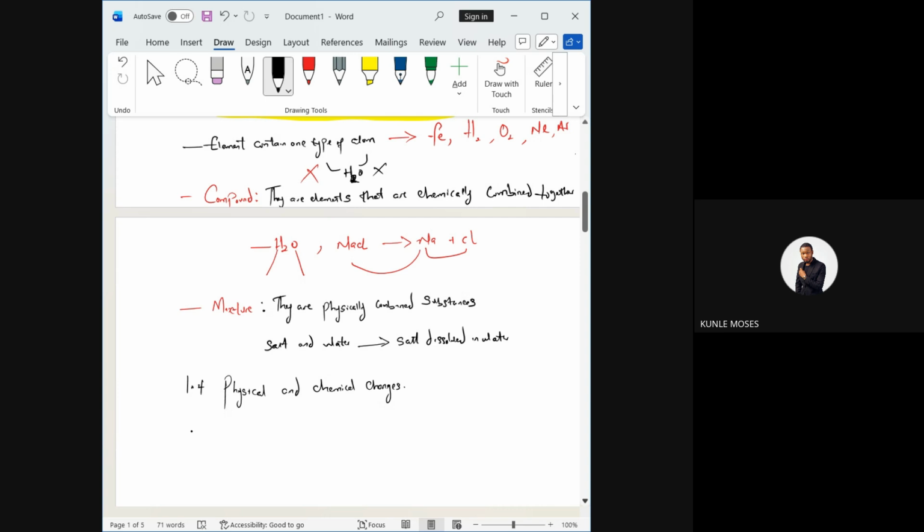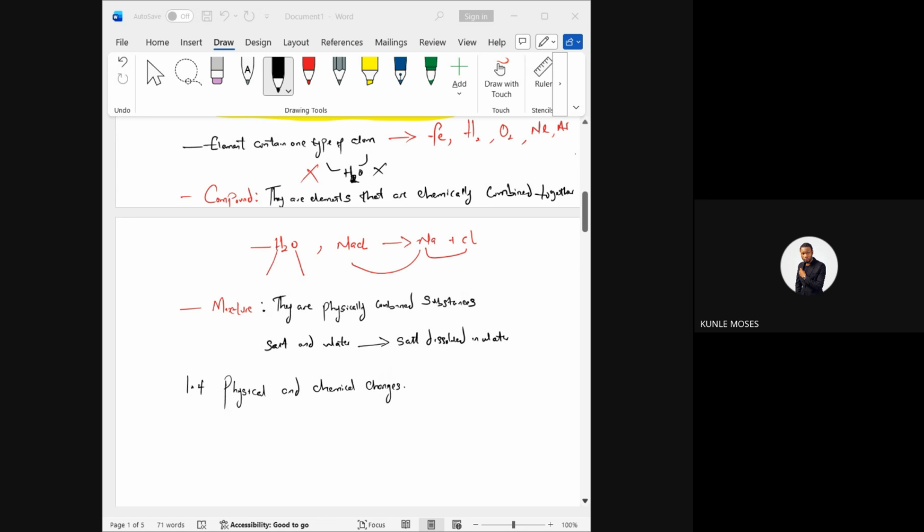So what do we mean by physical changes? I will give you notes. Some changes are reversible, and some are not reversible. Physical changes are changes in which no new substance is formed and they are reversible. But chemical changes are irreversible and new substances are formed. Sometimes you can reverse a chemical change, but it is not easily reversible, while physical changes are easily reversible.